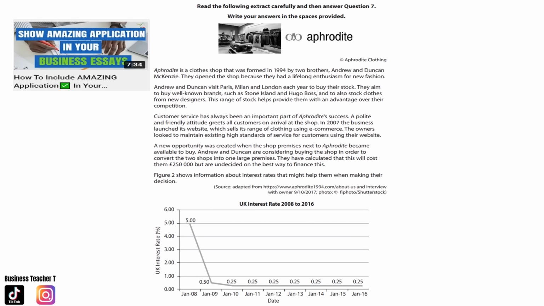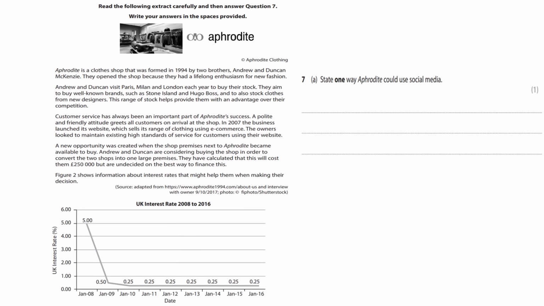Let's get on to section C. With section C, we have a new case study. So again, go straight to the question and then to the case study. So our first question is a 1 marker. State one way Aphrodite could use social media. You may want to pause here whilst I proceed.